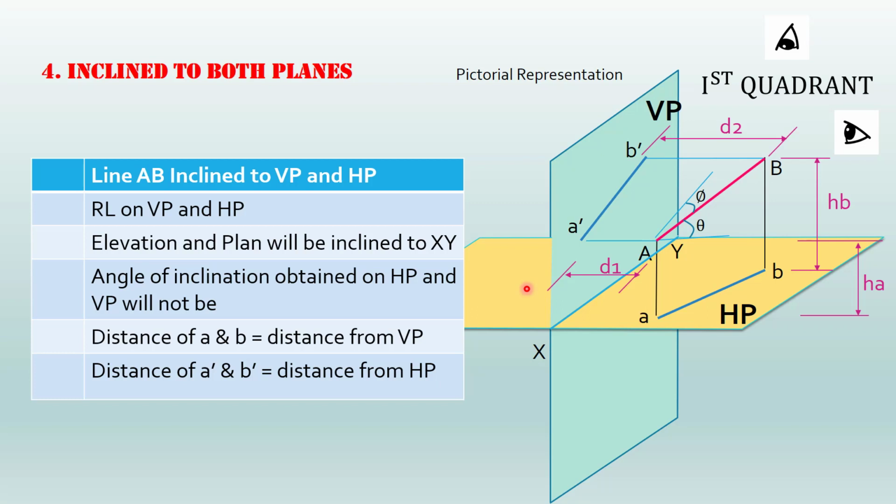Now, the distance of a and b will be equal to the distance from VP, and the distance of A dash and B dash will be equal to the distance of the original point from the horizontal plane. So, we will wind up today's session, and the problems related to the fourth case will be continued in the next video.